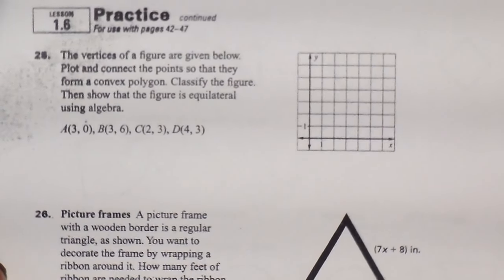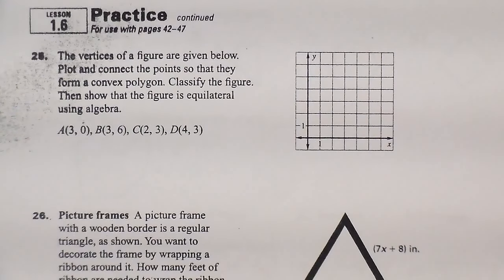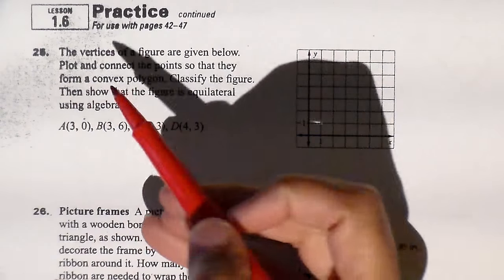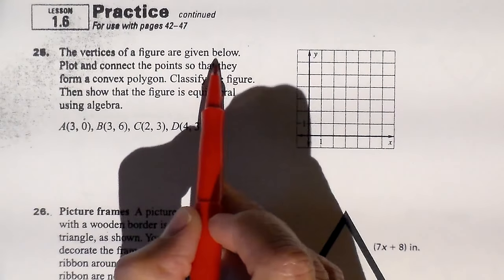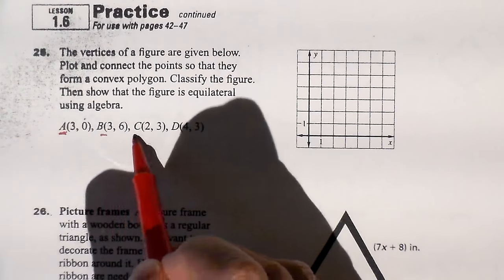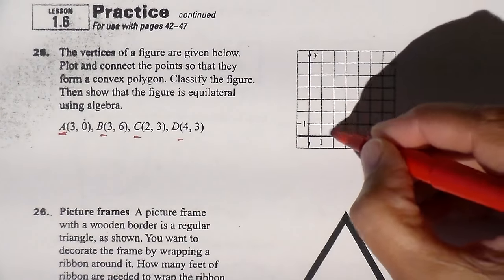Okay, let's look at this part here on the practice where we have to actually use the coordinate geometry. So it says on number 25, the vertices of a figure are given below. So here's your vertices, A, B, C, and D. I'm going to plot those.